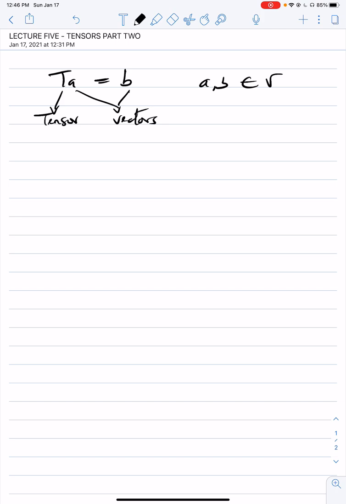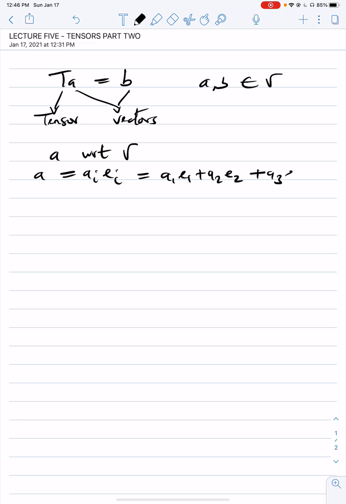Remember, A is like the origin vector, so it's been transformed to B by T, which is a tensor, right? A is being transformed with respect to this, right? Good. So if we have A as A_i E_i, explicitly that is A1 E1 plus A2 E2 plus A3 E3. Now this is familiar to us already by this time. So B equals TA, right?